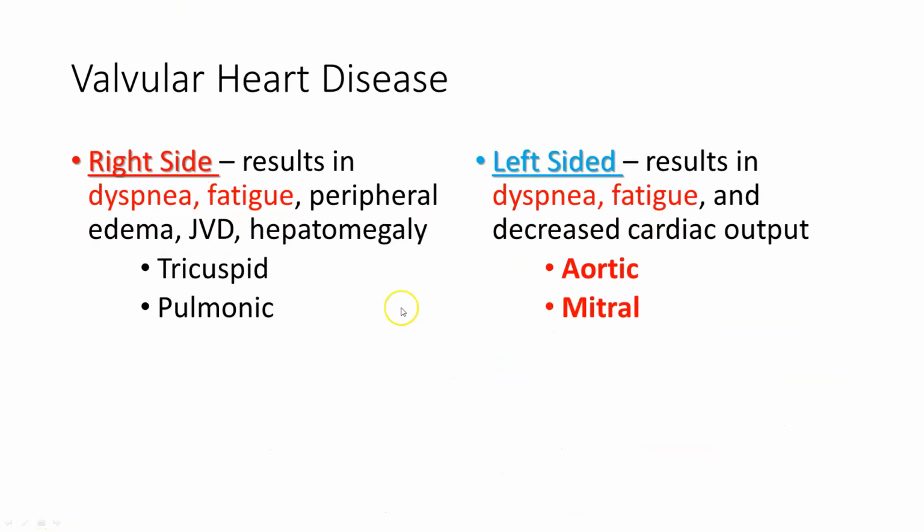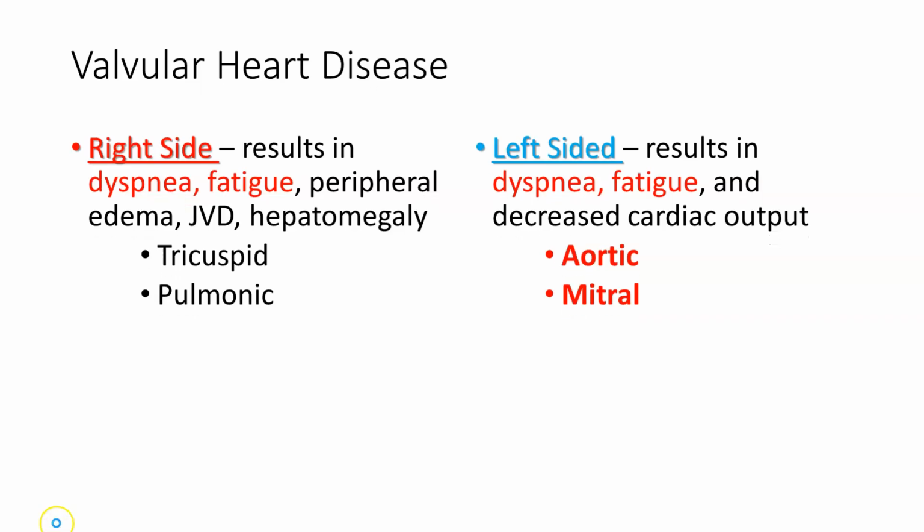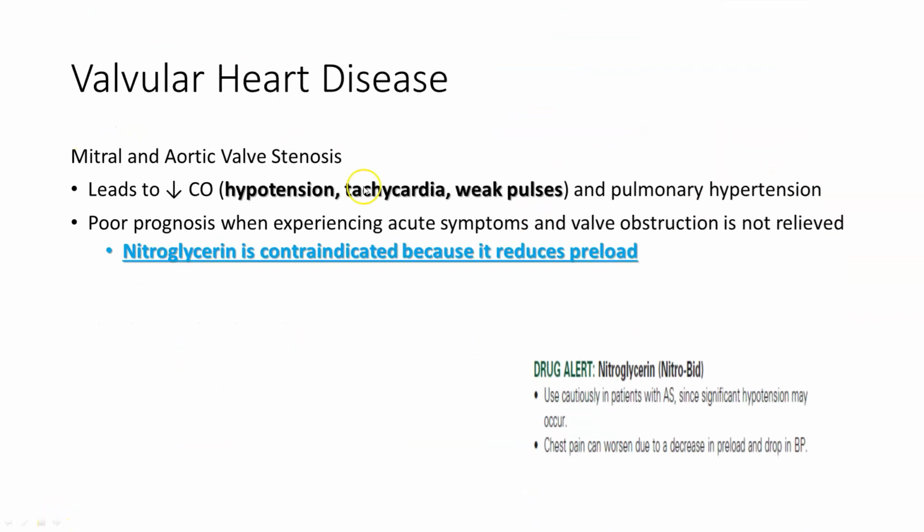We've talked about the signs and symptoms and where blood flows to and where blood should be going. So right-sided, it's the same as signs and symptoms of right-sided heart failure, and that's your tricuspid and pulmonic valve. Left-sided, which is the most common, result in dyspnea, fatigue, decreased cardiac output, and again, that's your aortic and mitral valve.